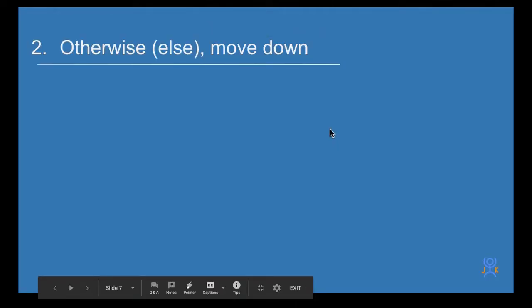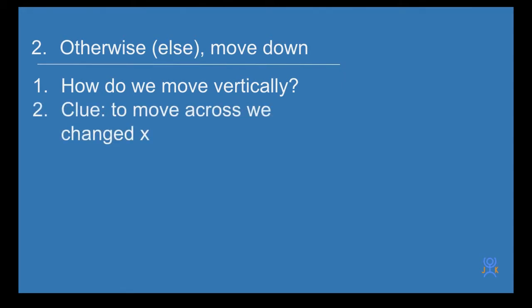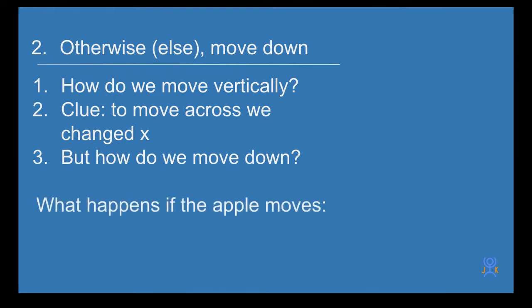Otherwise, so this is the else. So if I'm not going back to the top, I want to be moving down. And how do we move vertically? We've done horizontally, which is the x-axis, so changing x to move the sprite backwards and forwards. But how do we move down? We change the y, so it's a different block. And moving down actually involves a minus number. So just plonking the y in with 10 will send it to the top. So if the apple moves up, you need to change the y value to a minus.